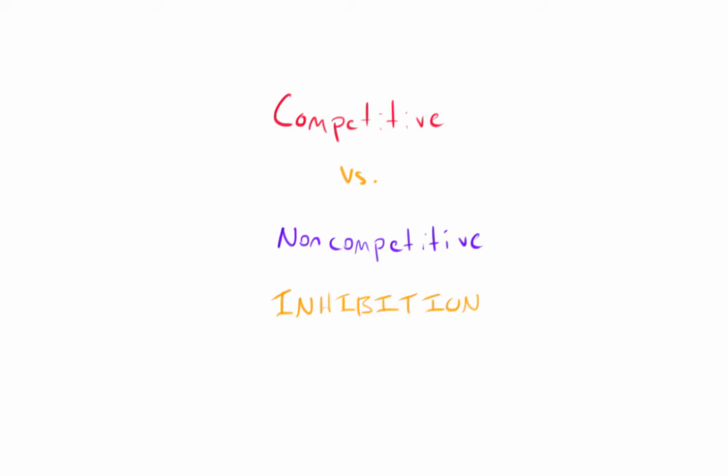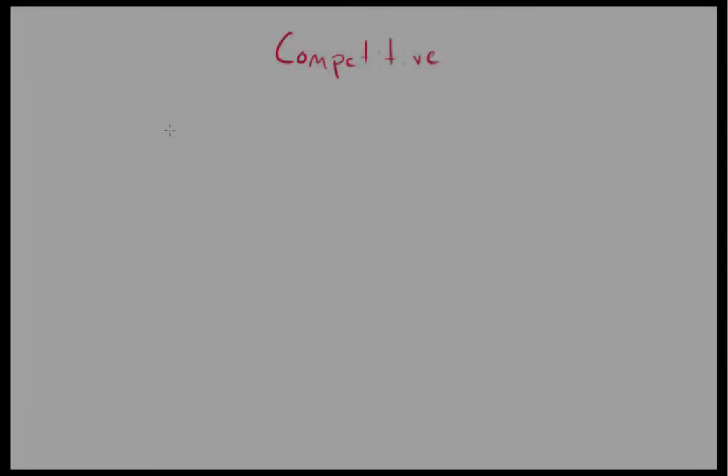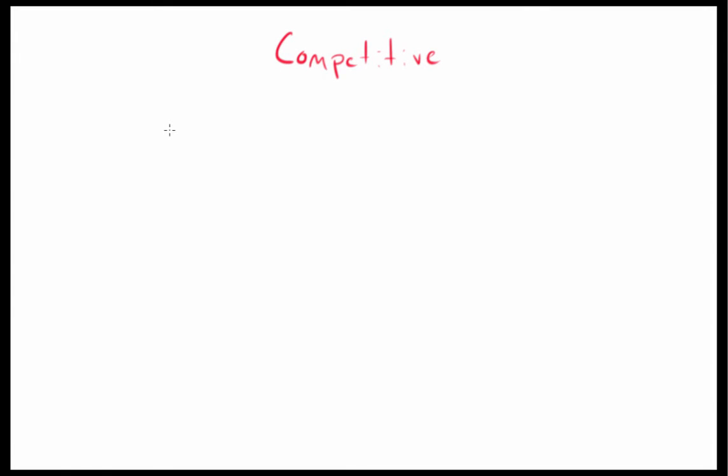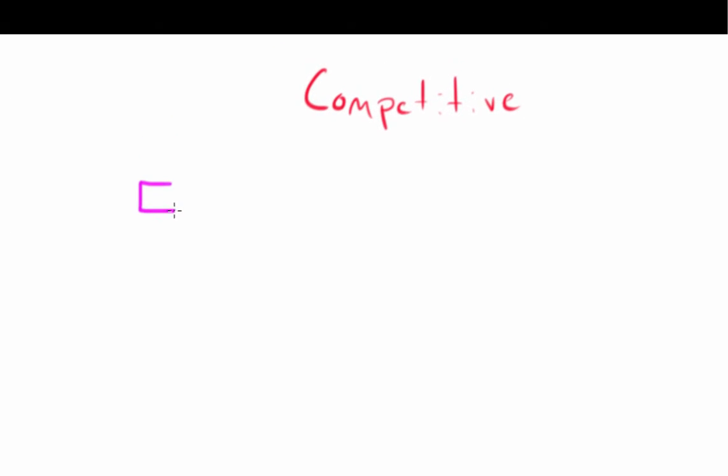All right, so today we're going to discuss the differences between competitive and non-competitive inhibition. First, let's take a look at competitive inhibition. So here is our substrate, let's say. This purple square. This is our substrate. I'm going to label this S. This will be our enzyme.